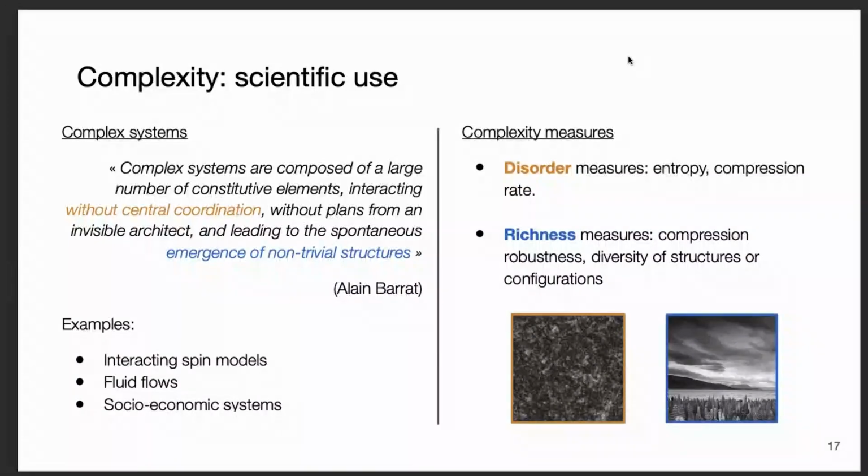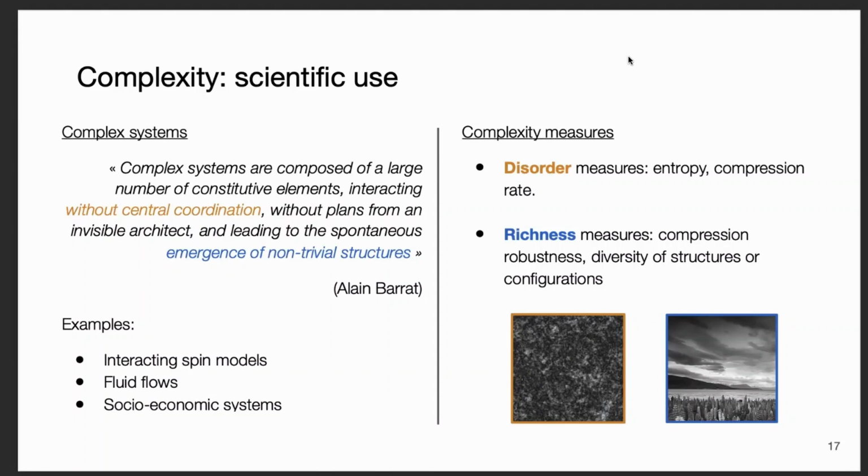And complex systems, in the scientific sense, are composed of a large number of constitutive elements, interacting without central coordination, without plans from an invisible architect, and leading to the spontaneous emergence of non-trivial structures. These complex systems can be, for example, interacting spin models, fluid flows, or socioeconomic systems.